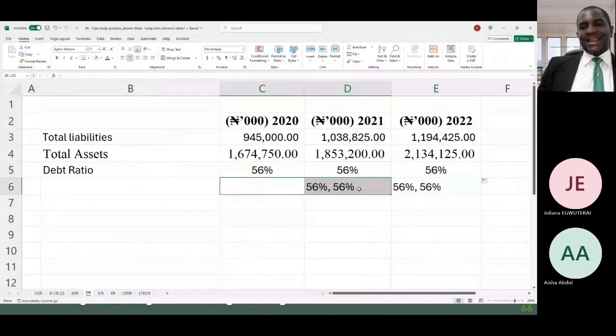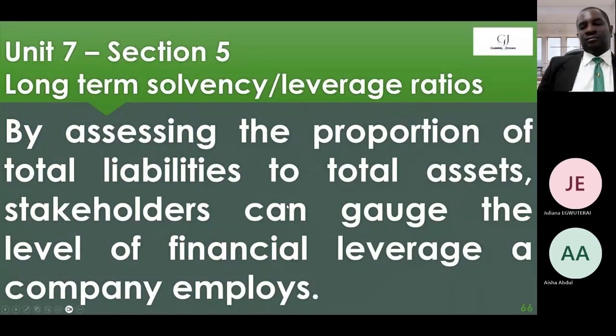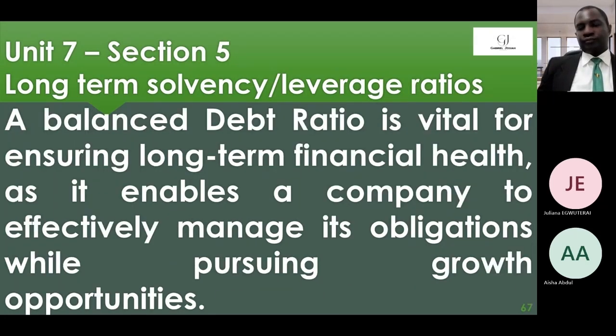He's gradually sliding to a higher liability than his asset, which is not advisable. So they need to calm down. Even if they want to grow, they should grow and also retain control. So this same word keeps showing up. Balance is vital for ensuring long-term financial health, and it enables a company to effectively manage its obligations while pursuing growth opportunities.